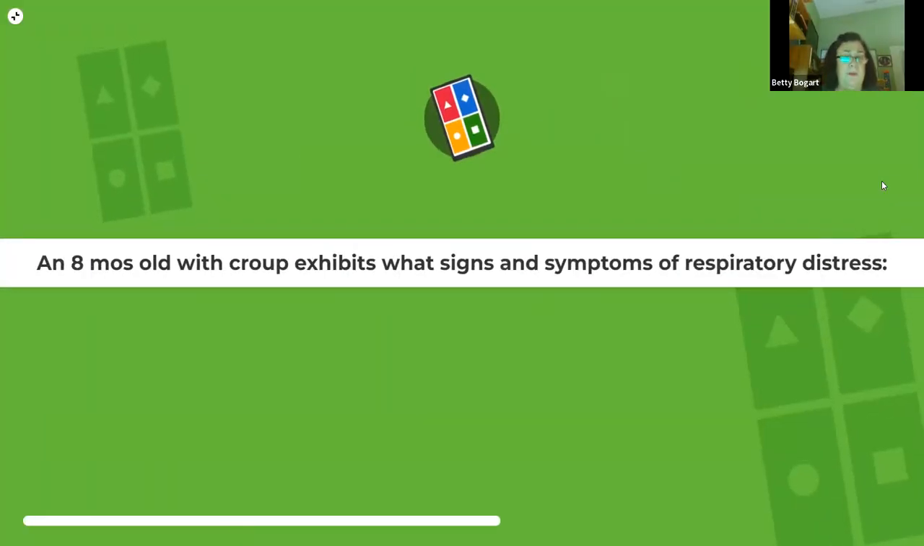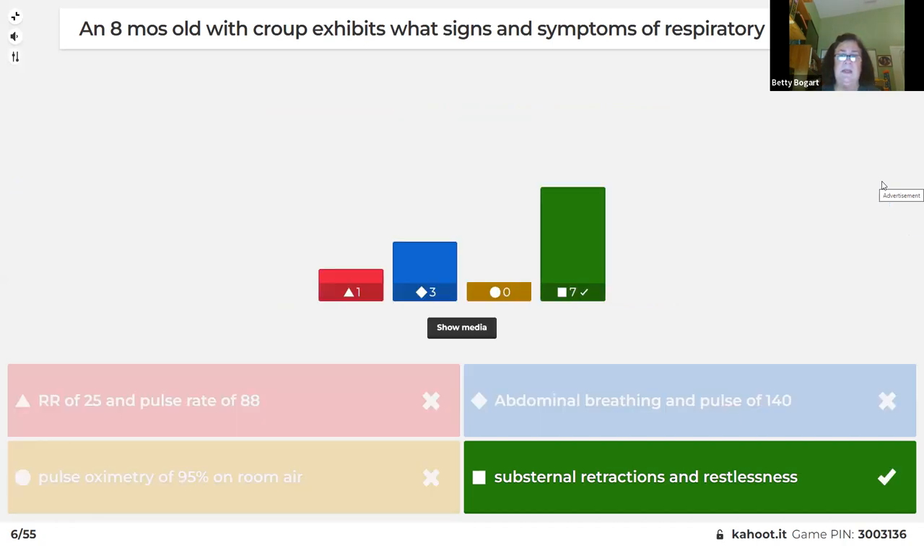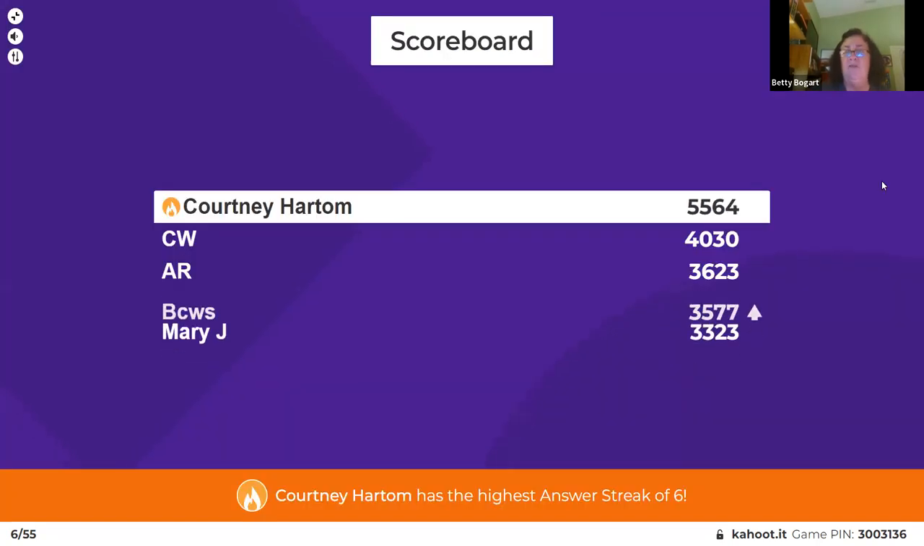An 8-month-old with croup exhibits signs and symptoms of respiratory distress of what? What would you see? Croup. Tracheolaryngeobronchitis. So you're going to be seeing retractions and then you're going to see respiratory distress, restlessness. That is showing you O2 saturations are going down. Abdominal breathing, pulse of 140, that's sort of the beginning. But when respiratory distress, you'll see those retractions. That's the word there, retractions.